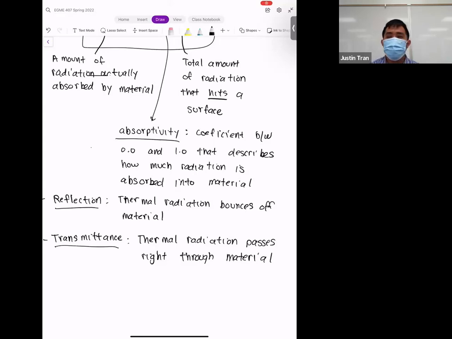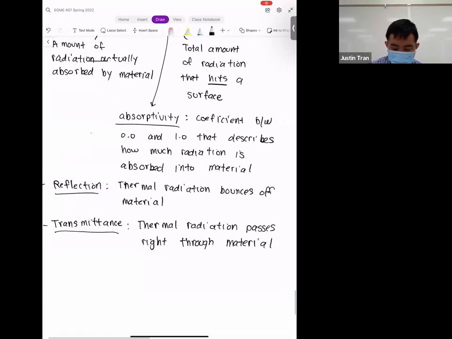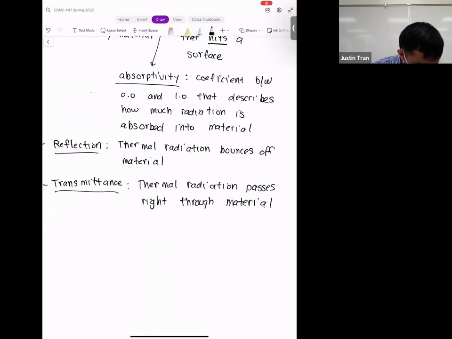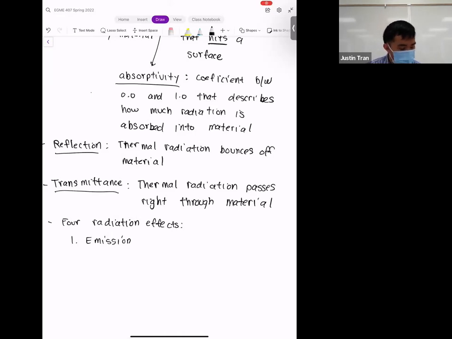And so those are our four main actions you can think about in terms of radiation. We have emission, absorption, reflection, and transmittance. Let me just go ahead and sum those up. One, emission, is when an object gives off radiation, which all objects are doing all the time. Number two, we have absorption. Three, we have reflection. And four, we have transmittance or transmission.